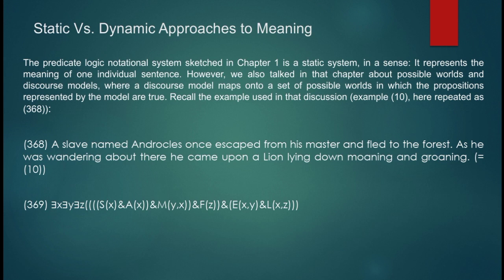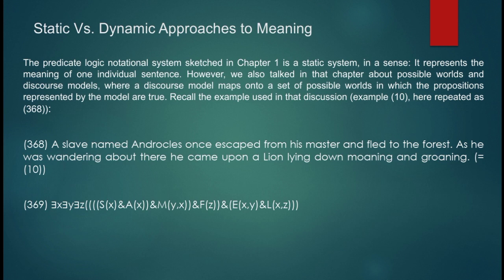So in 368: a slave named Androcles once escaped from his master and fled to the forest. As he was wandering about there, he came upon a lion lying down, moaning and groaning. So here, the first sentence introduces three entities, the slave, the master, and the forest, into the discourse model and attributes various properties to them: being named Androcles, having escaped, having been escaped from, and so on. This is straightforward, though a bit tedious to represent in our predicate logic notation. So this is the translation for 369.